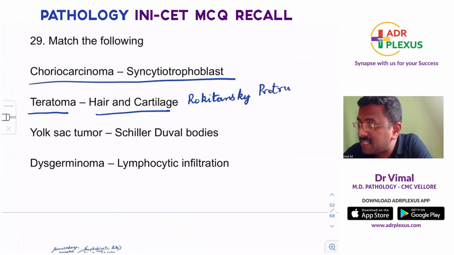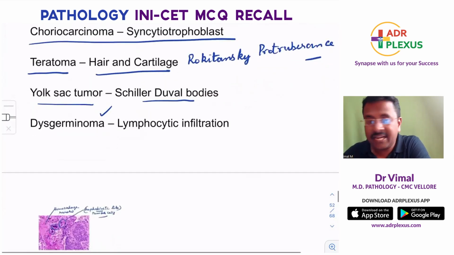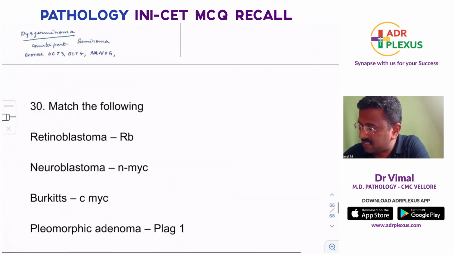Rokitansky-Aschoff sinuses you will get in chronic cholecystitis, but in teratoma, you will get the Rokitansky protuberance. Then yolk sac tumor: Schiller-Duval bodies. With the Schiller-Duval bodies, 2 questions came in this exam. And dysgerminoma, similar to seminoma in testis, will have a lot of lymphocytic infiltration. So I tried to match the diagnosis with the findings. This is a workbook based thing; we have discussed these things.